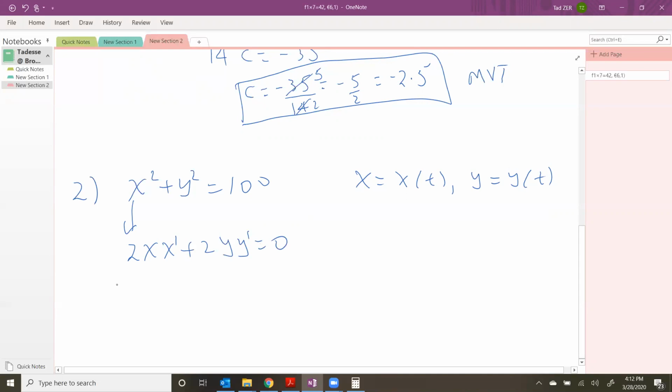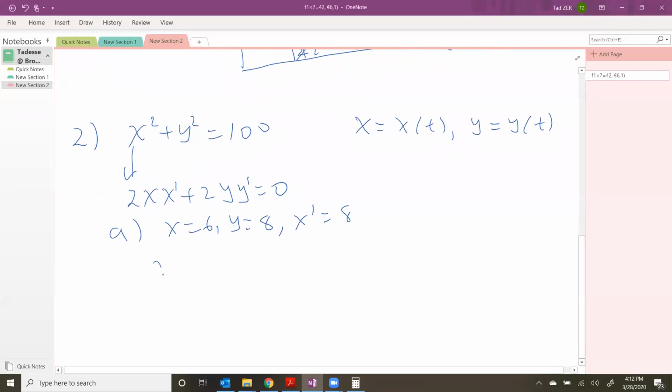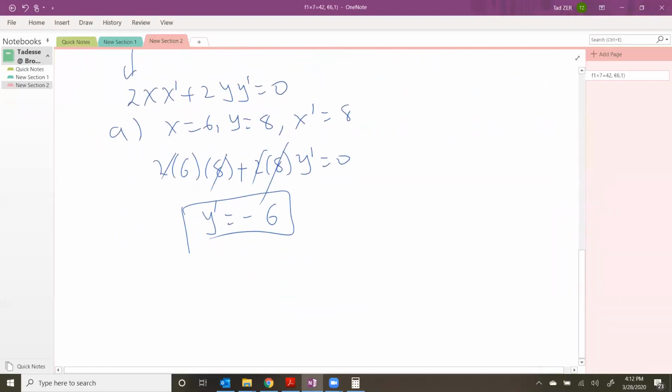Now let's just plug in. For part A, you are given x equal to 6, y equal to 8, x prime equal to 8. You just plug it in: 2 times 6 times 8 plus 2 times 8 times y prime equal to 0. So I can divide both sides by 8, and by 2. What is left? y prime is negative 6. That's what the answer is going to be.